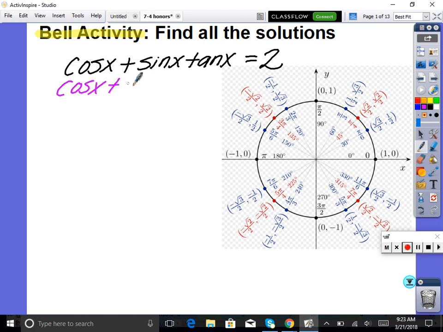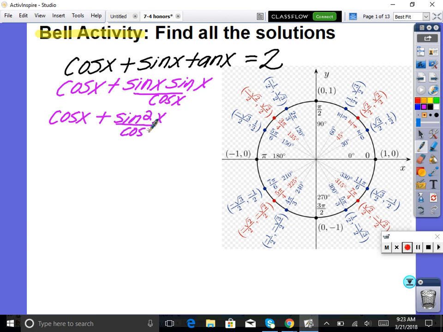So we have cosine x plus sine of x, and you said tangent is sine of x over cosine of x. Good. Cosine of x plus sine squared x over cosine of x. And then that's all equal to 2. Still, what should we keep doing now?